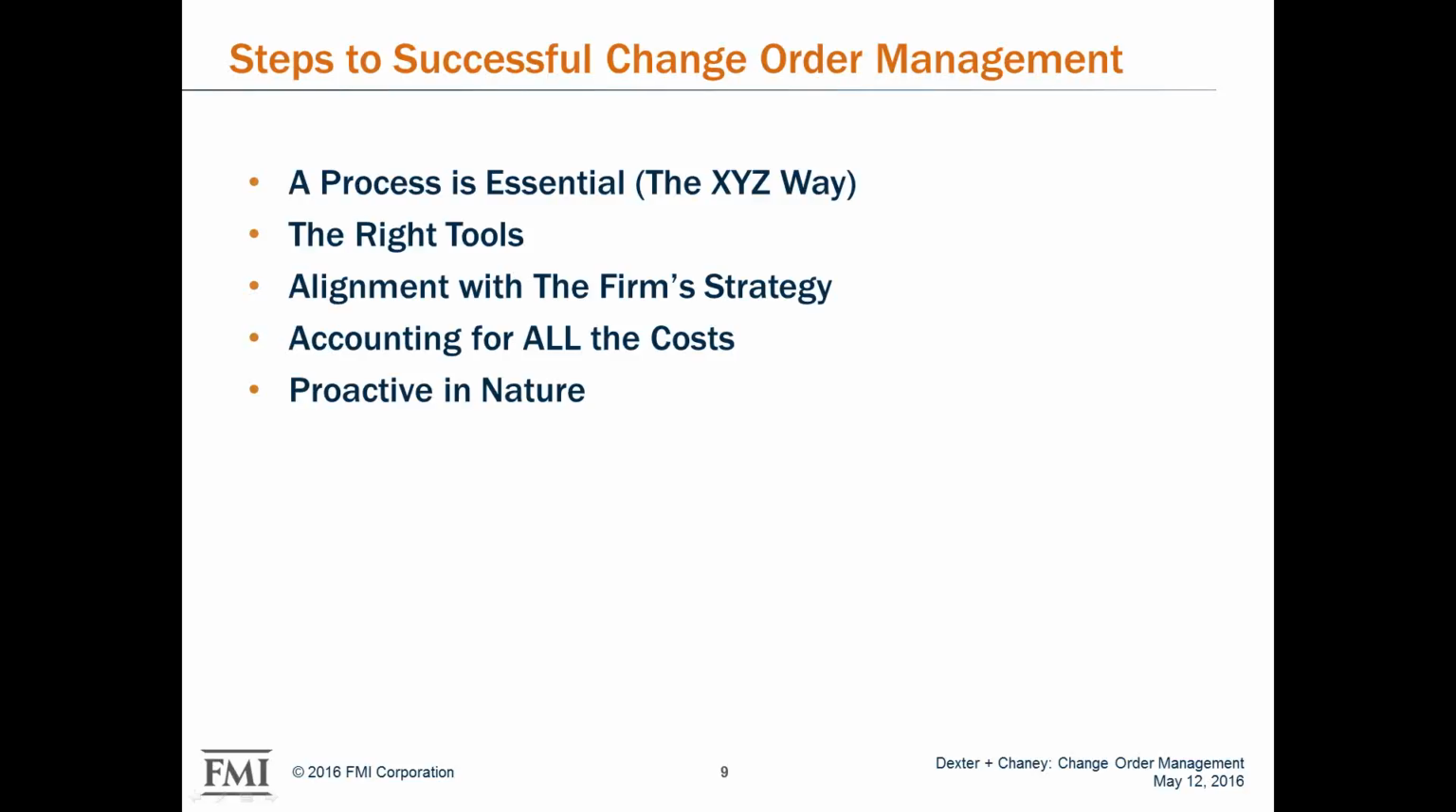Also, we've got to make sure we account for all the costs: general conditions, overhead, any supplies, project time, all of that. And last but not least, you've got to be proactive. You can't just sit around and hope you're going to get paid for it. You can't even wait until it gets closed. You've really got to try to identify these change orders on the front end and figure out what they are before the client tells you you've got to do it.